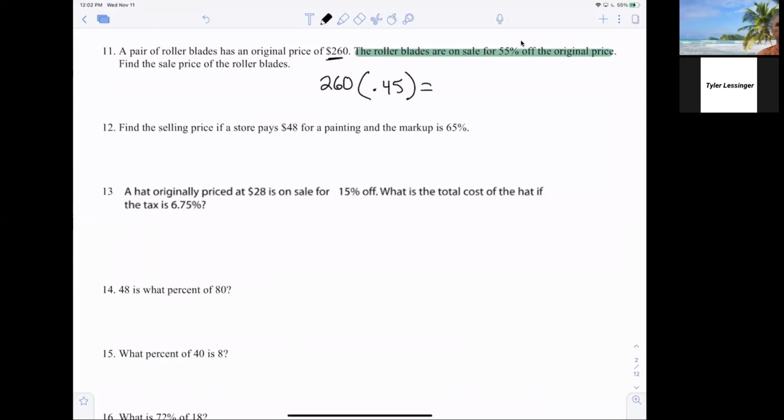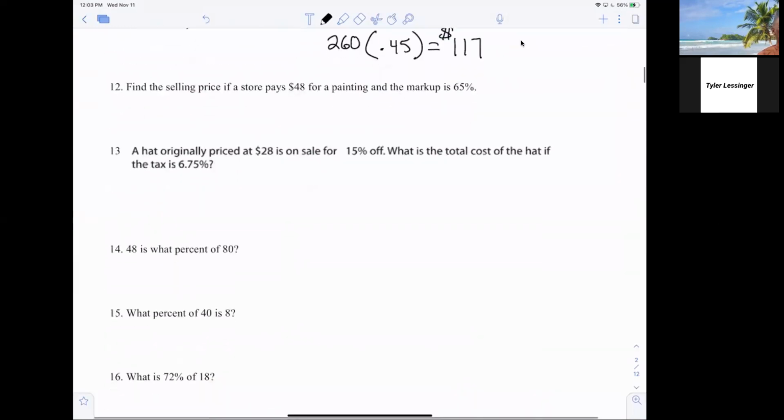How much? 117? How are you doing on this? Good. Now, again, I'm asking you guys to judge for yourself, right? That's the main thing I'm trying to see. If you're missing a couple here and there, it's okay. Here we go.